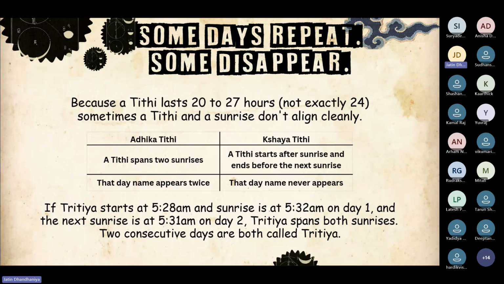The numbering of the days is not done like this, that if it spans 2 days then it's called Dvitiya, and if it spans 3 days it's called Tritiya. No tithi can span 3 days. It's just not possible because with 20 to 27 hours, you can't fit 3 sunrises in 27 hours. Did you get it, Tarun?